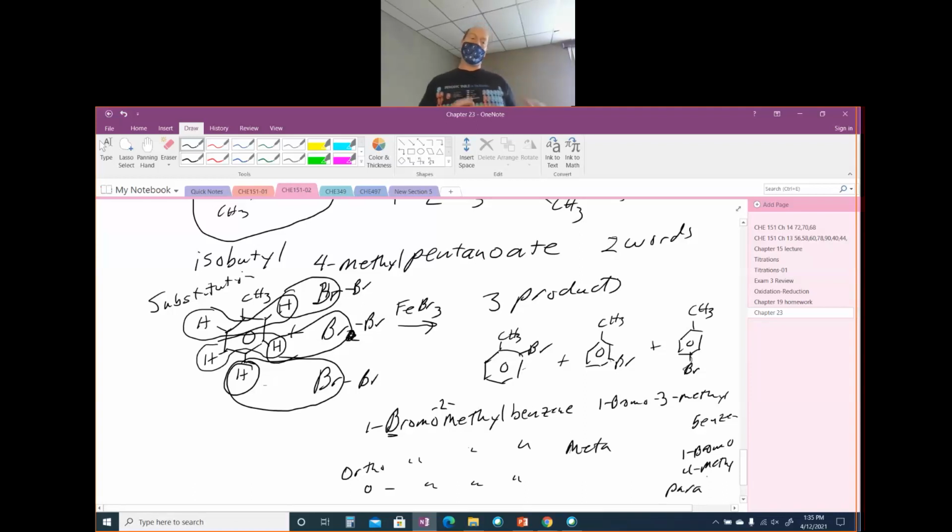So you can use the numbers 1 and 2 or ortho. You can use the numbers 1 and 3 or meta. You can use the numbers 1 and 4 or para. Ortho, meta, para only works if you have 2 groups on a benzene ring. All right, we will continue doing problems the rest of this week on chapter 23.